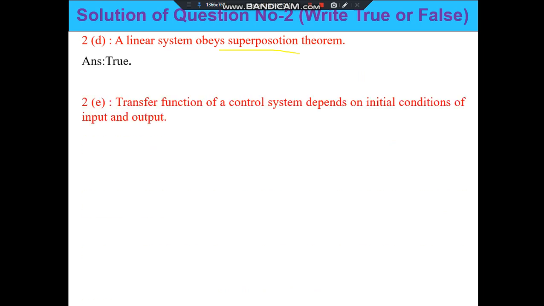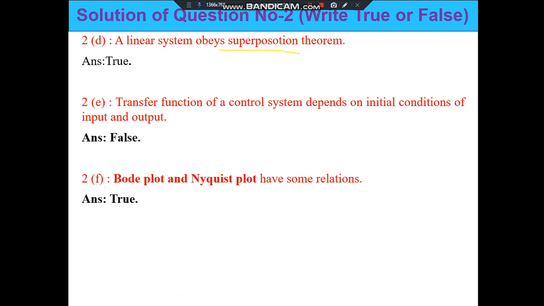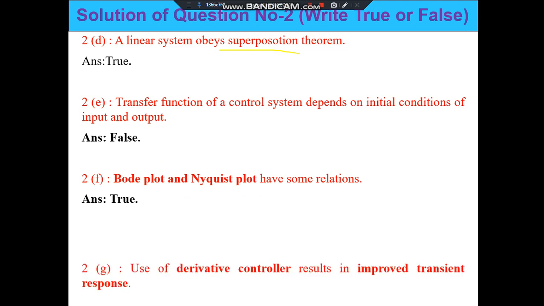The transfer function of a control system depends on initial conditions of input and output. This statement is false. The Bode plot and Nyquist plot have some relations. Yes, it is correct, true. There are some formula relations, so this statement is true.